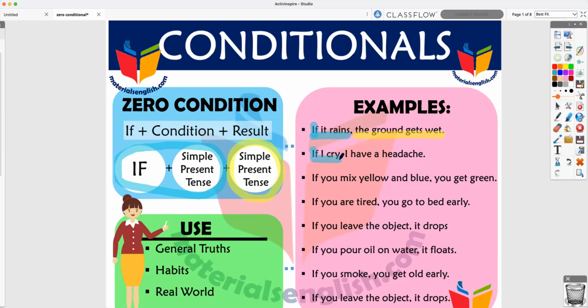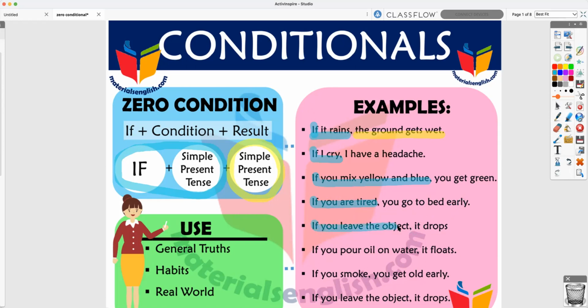So, the second example. If I cry, si yo lloro, I have a headache. Entonces yo tengo un dolor de cabeza. If you mix yellow and blue, if you mix these colors, si usted mezcla este color, el azul con el amarillo, you get green. Entonces usted va a obtener verde. If you are tired, si está cansado, if you are tired, you go to bed early. Entonces usted se va a descansar o se acuesta temprano.